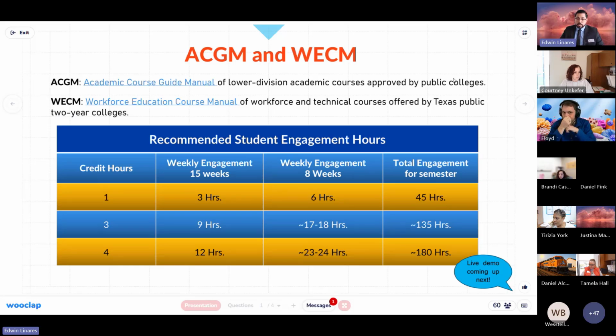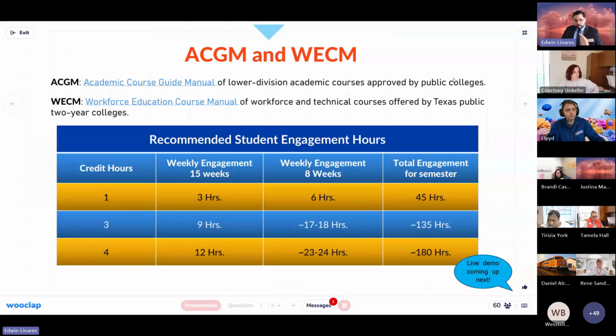Some of you may already have this context, but for those that are probably new to the college, this is probably going to be very helpful. As instructors, academic instructors and workforce instructors are guided through certain manuals. The academic side of courses are guided by the Academic Course Guide Manual. For workforce, there is the Workforce Education Course Manual. Right now, I'm going to speak strictly on the Academic Course Guide Manual.